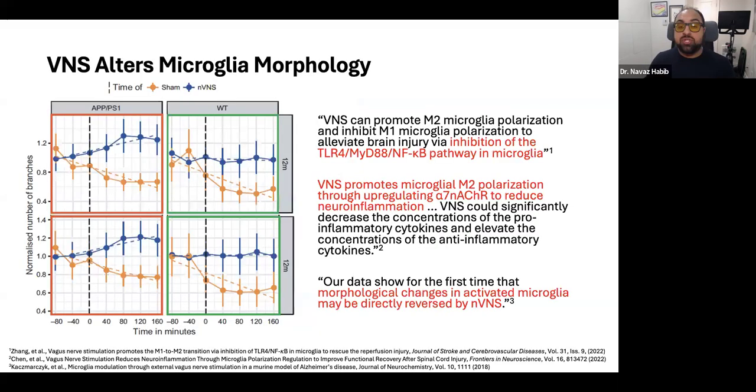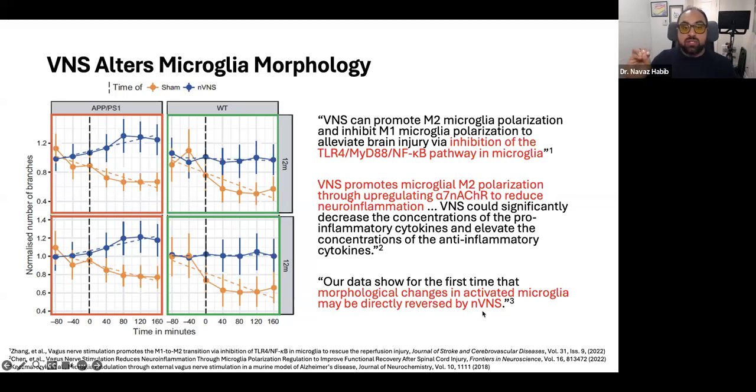Well, here's a really awesome study showing that vagus nerve stimulation actually changes the morphology of these microglial cells. Vagus nerve stimulation can promote M2 polarization and inhibit M1 microglia polarization via inhibition of the toll-like receptor 4, NF-kappa B pathway in microglia. VNS promotes microglial M2 polarization through upregulating alpha-7 nicotinic acetylcholine receptor to reduce neuroinflammation. And this one was amazing. It showed morphological changes in activated microglia may be directly reversed by VNS.